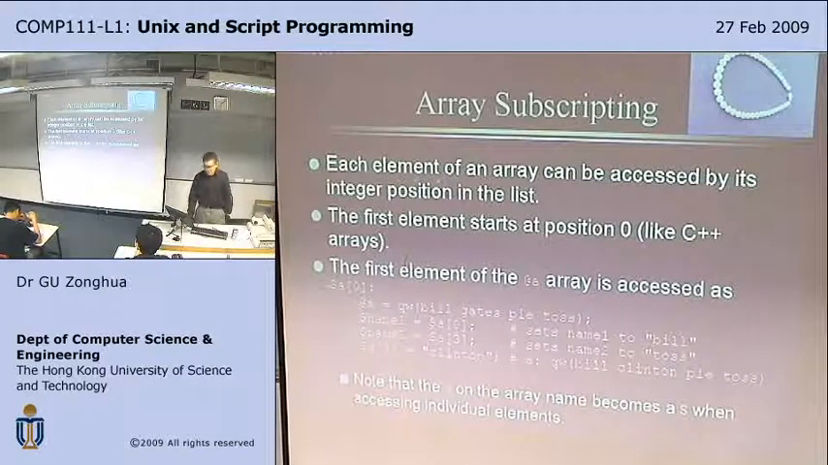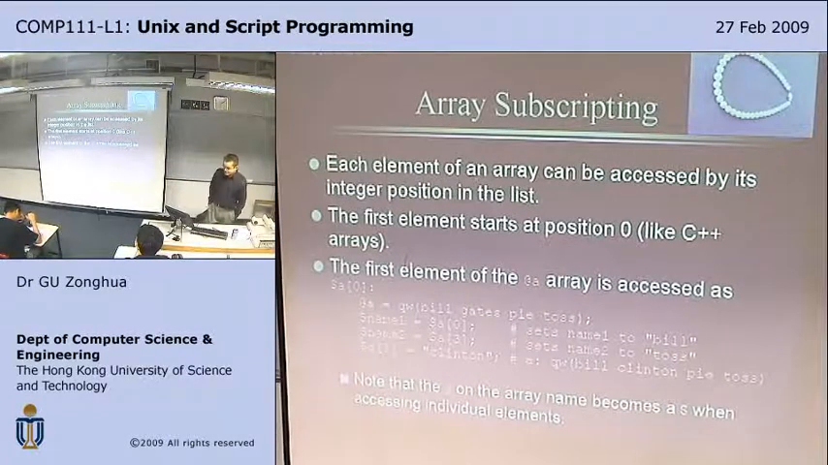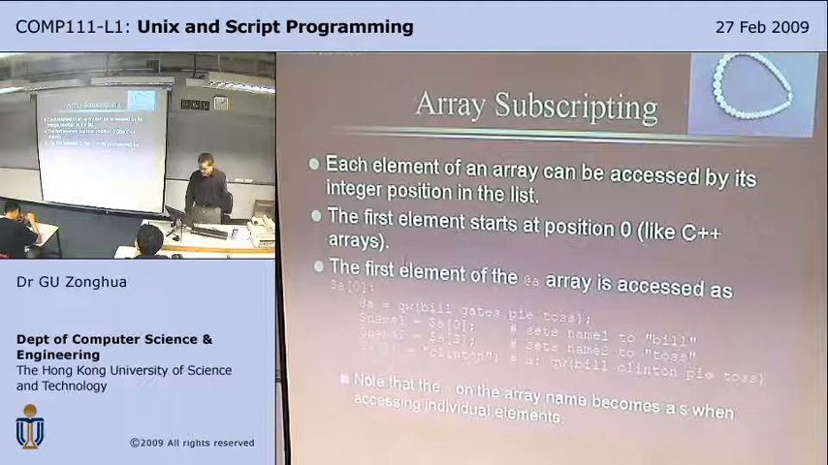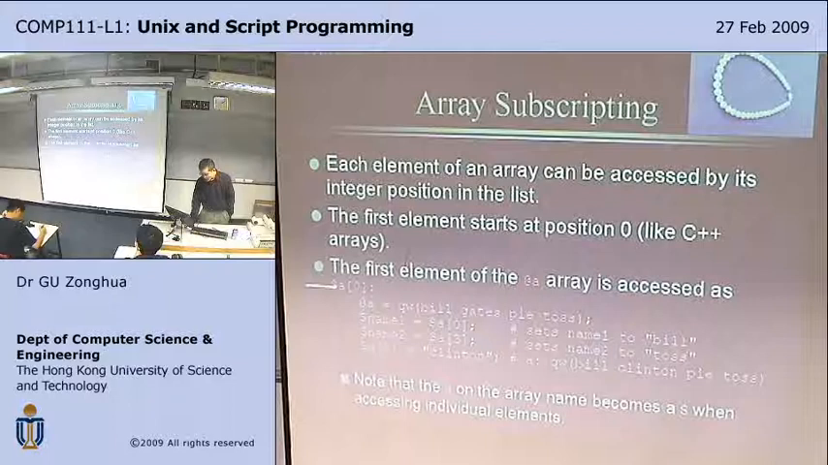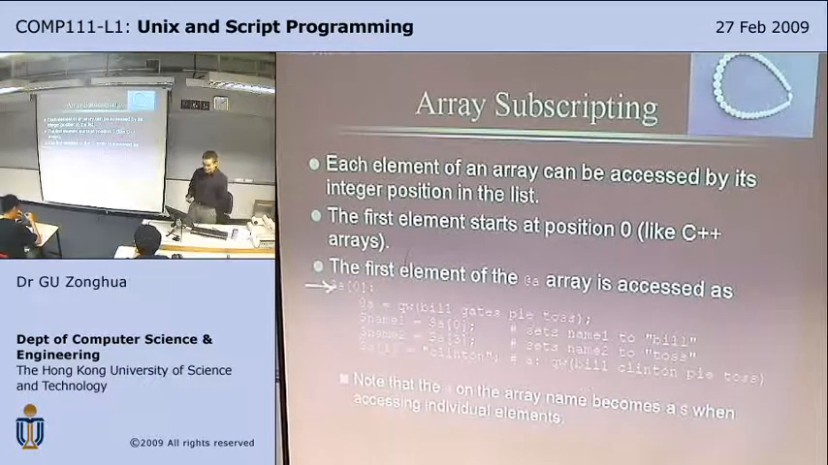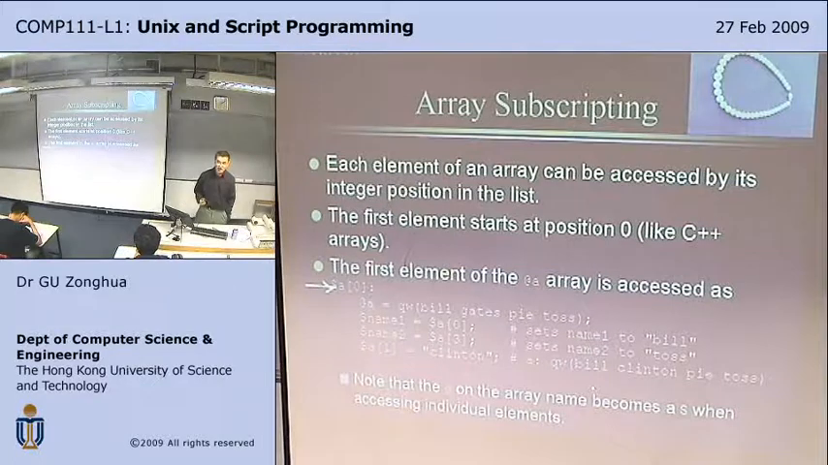Each element of an array can be accessed by its integer position. First position starts at 0. So you can access it as $A[0]. Notice that the @ sign on the array name becomes $ when you access individual elements. This indicates that after you do subscripting, you get a scalar variable back. It's no longer an array.